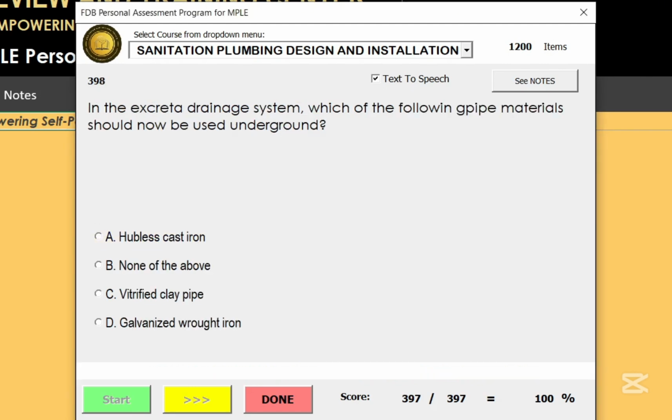In the excreta drainage system, which of the following pipe materials should not be used underground? A. Hubless cast iron, B. None of the above, C. Vitrified clay pipe, D. Galvanized wrought iron. Please pick your choice. Option D is your choice, and it's the correct answer. Well done.